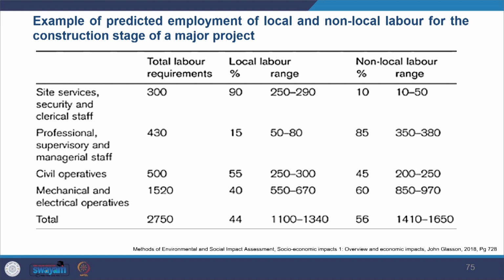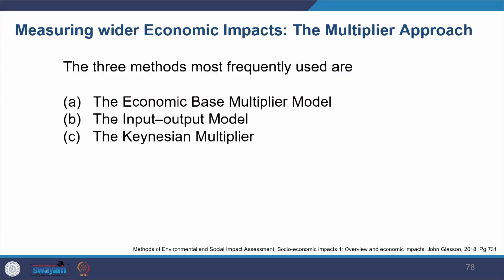So that's the narrower topic within economic impact, but you can also capture the wider economic impacts. Now looking at how we measure wider economic impacts, and what kind of multiplier effect would happen, you take a multiplier approach. There are three methods which you see. One is the economic base multiplier model, the other is the input output model, and then you have the Keynesian multiplier. We have seen this before also.